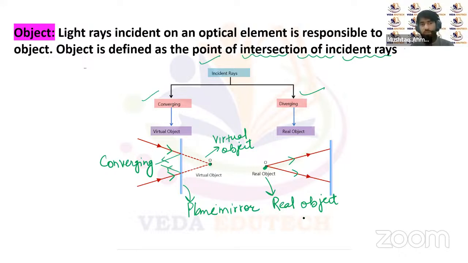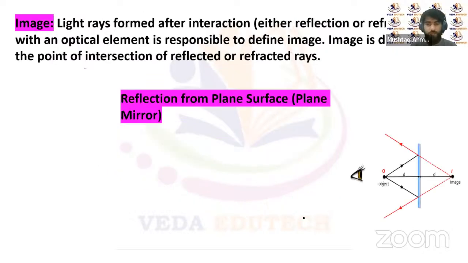So we have two types of object. One is the real object and another is the virtual object. For a virtual object, we have converging rays, and for a real object, we have diverging rays.